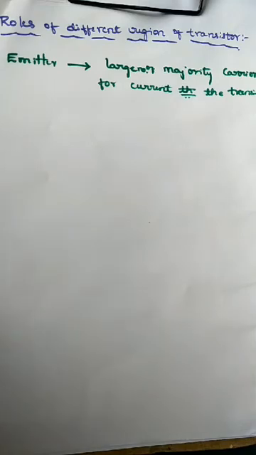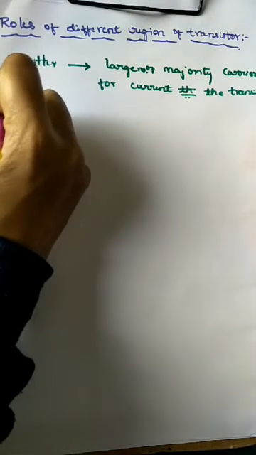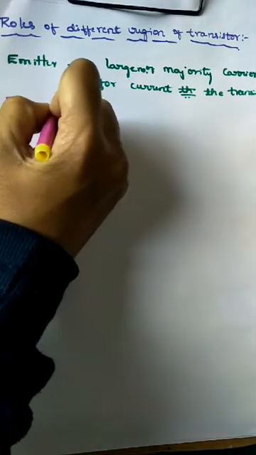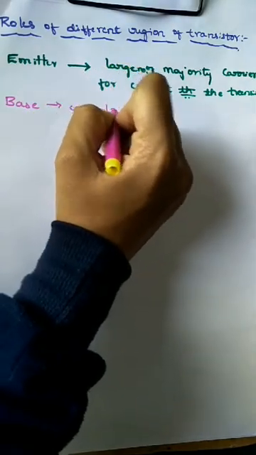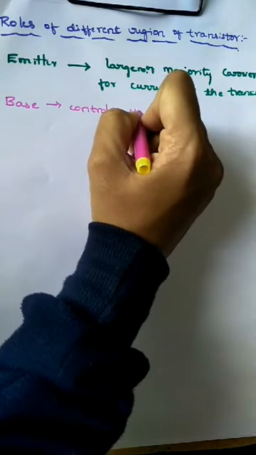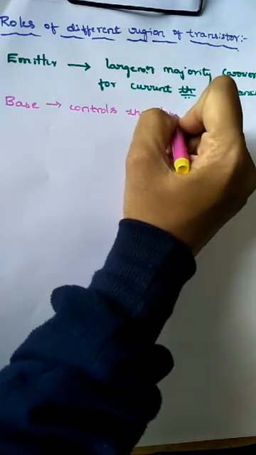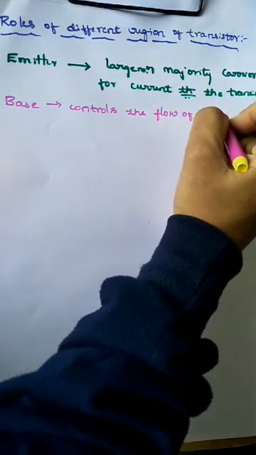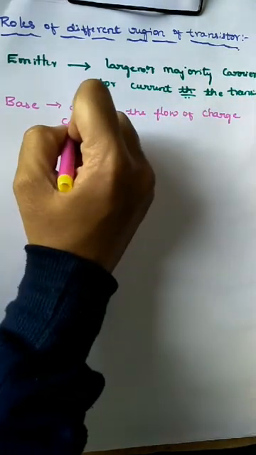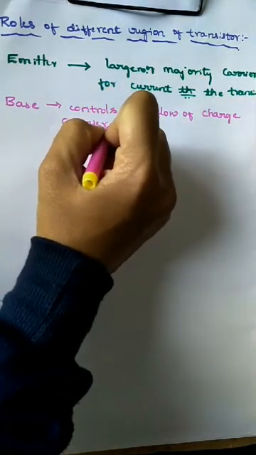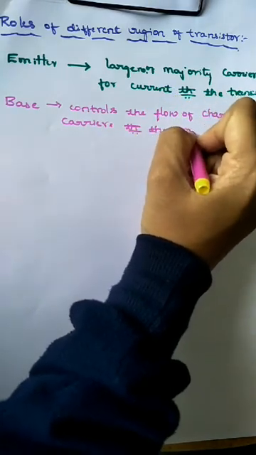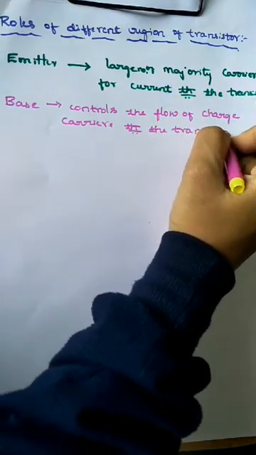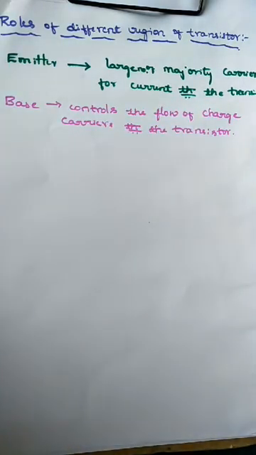Next one, that is the middle one, base. So base controls the flow of charge carriers through the transistor. This is the function of base.